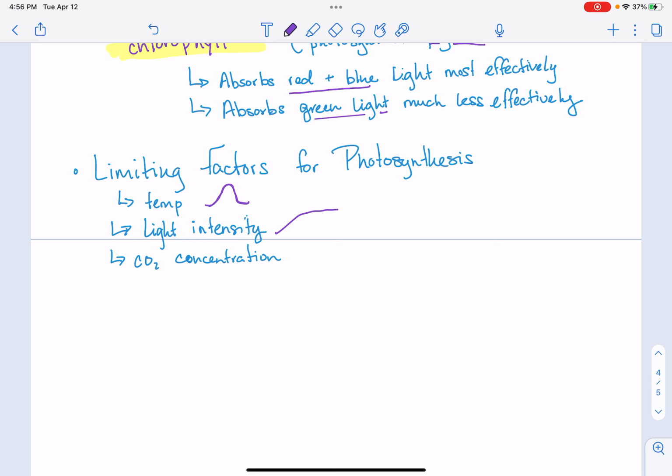So if there's no light, that's going to be a limiting factor. But once you have a lot of light, there's going to be some other limiting factor there. It's the same thing with CO2 concentration. If there's not a lot of CO2, you're not going to have a lot of photosynthesis because you need CO2. But remember this is because of that enzyme Rubisco. Remember we talked about Rubisco. Rubisco is an enzyme that helps fix CO2 from the atmosphere. So eventually, you're going to reach this saturation point, and the enzyme can only work so quickly. So eventually you are going to have this plateau.